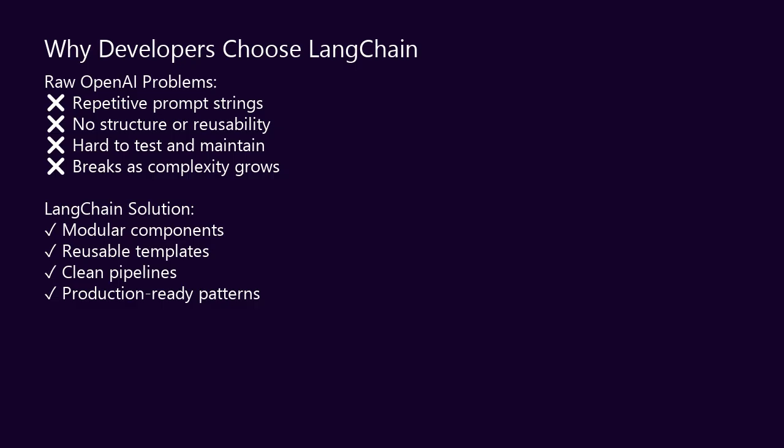LangChain fixes that. It gives you structure, modules, pipelines, reusable building blocks. Think of LangChain as the glue layer that connects your prompts, your models, your tools, and your data. You stop fighting your code. You start building real applications.